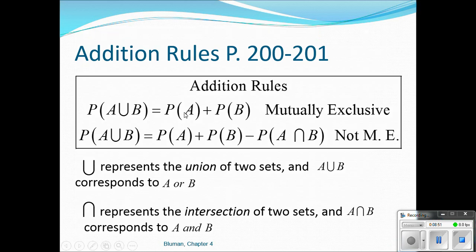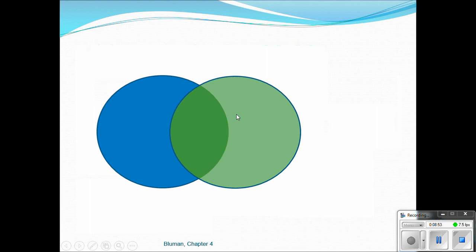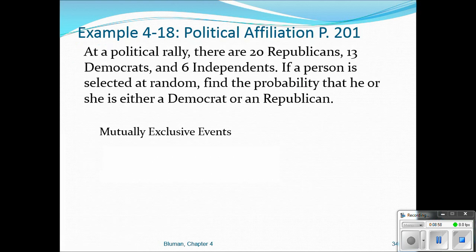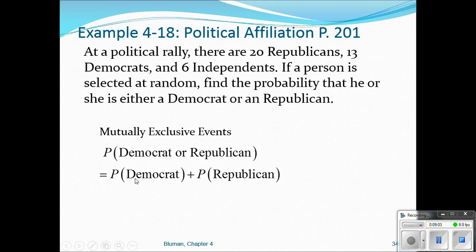You just take the probability of A plus the probability of B. So we go back to it. You take the probability of being a Democrat plus the probability of being a Republican. Democrats are 13 out of a total of 20, 13, that's 33, 6, that's 39. So 13 out of 39. Probability of being a Republican is 20 out of 39 right there. Add them up, you get 33 out of 39, which reduces to 11/13.